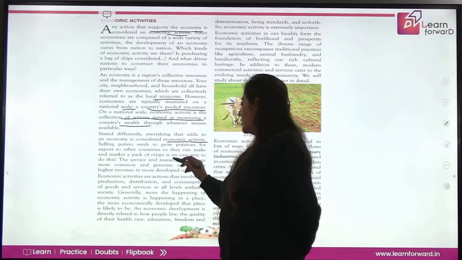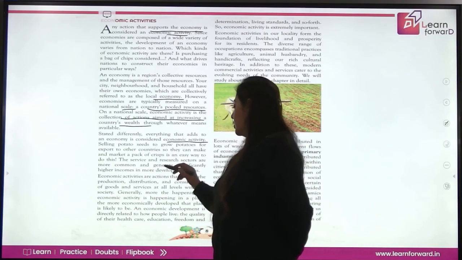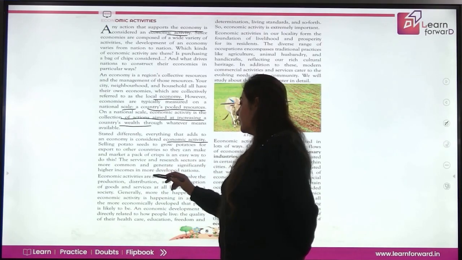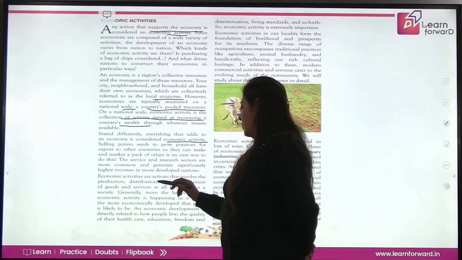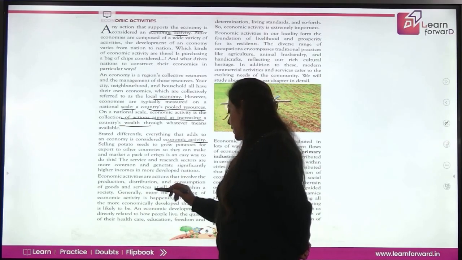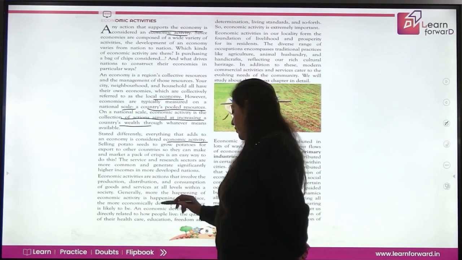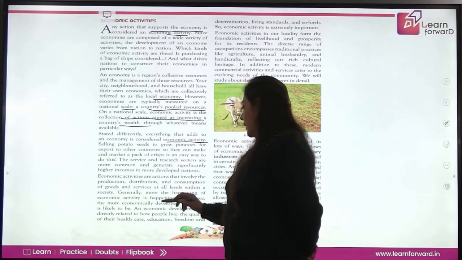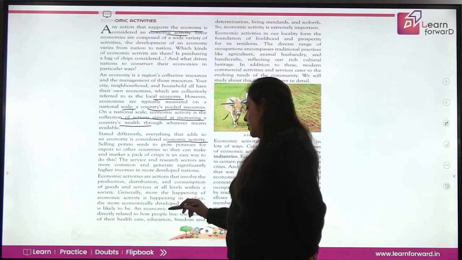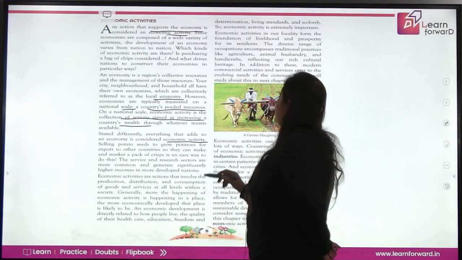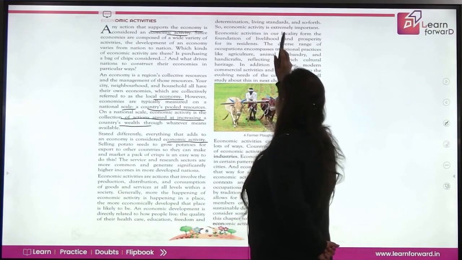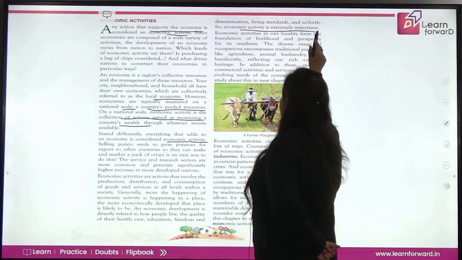The service and research sectors are more common and generate significantly higher incomes in more developed nations. Economic activities are actions that involve the production, distribution, and consumption of goods and services at all levels within a society. Generally, the more economic activities happening in a place, the more economically developed that place is likely to be. And economic development is directly related to how people live, the quality of their health care, education, freedom, and determination, living standards, and so forth. So, economic activity is extremely important.